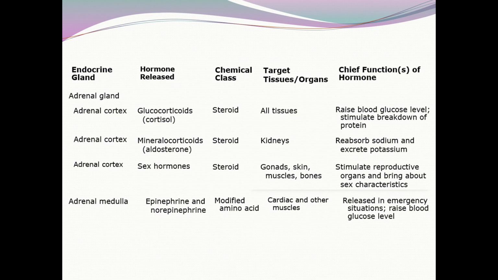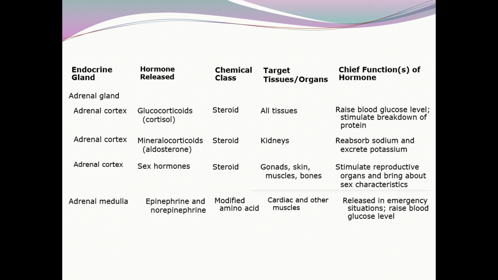So here's the table that summarizes these hormones. The first three are from the adrenal cortex, and they include the glucocorticoids such as cortisol. It targets all tissues, raises blood glucose level, and stimulates the breakdown of proteins and fats. Mineralocorticoids like aldosterone will target the kidneys and stimulate the reabsorption of sodium as well as the excretion of potassium.